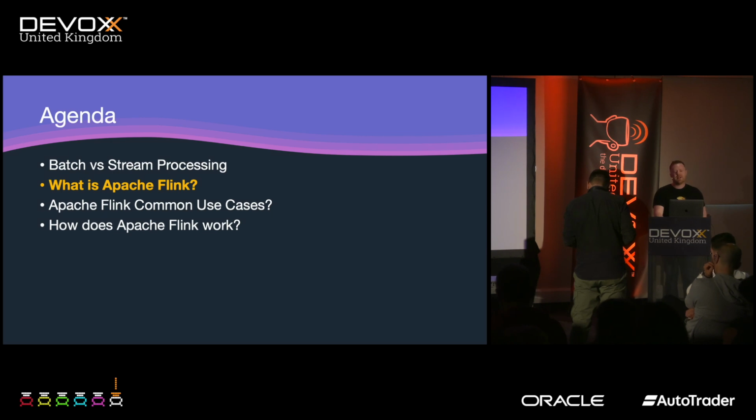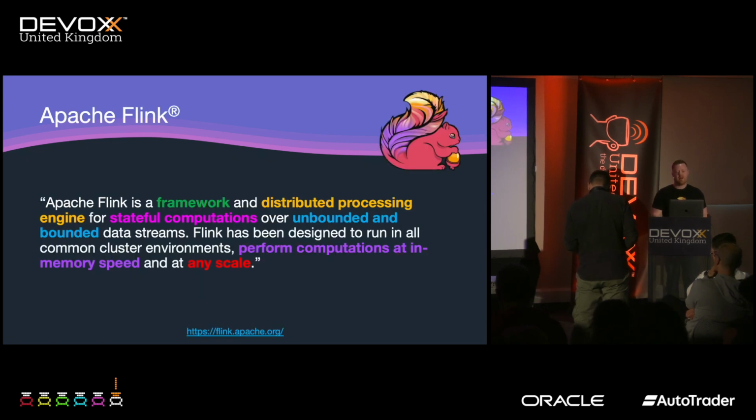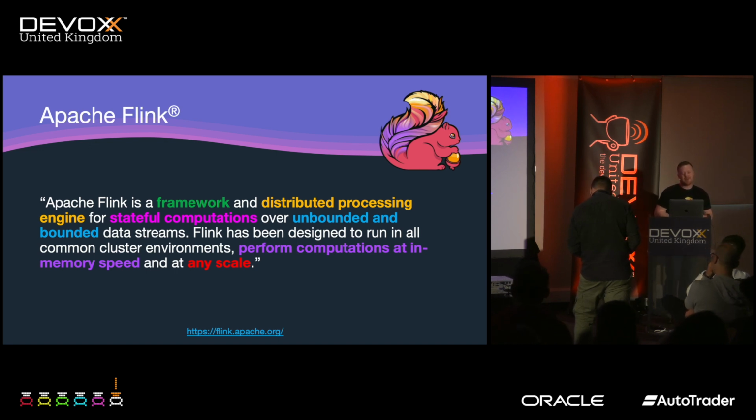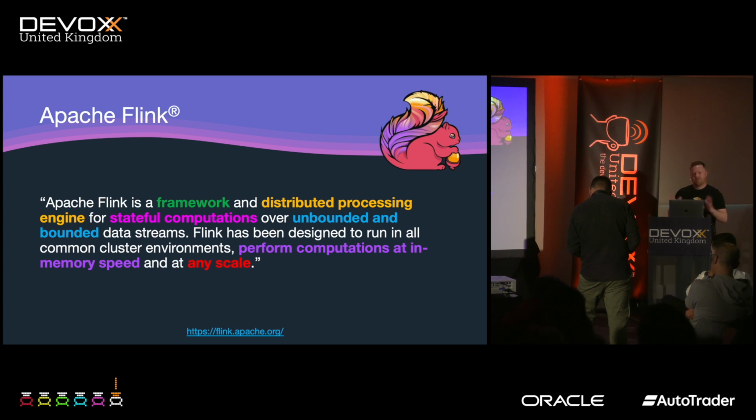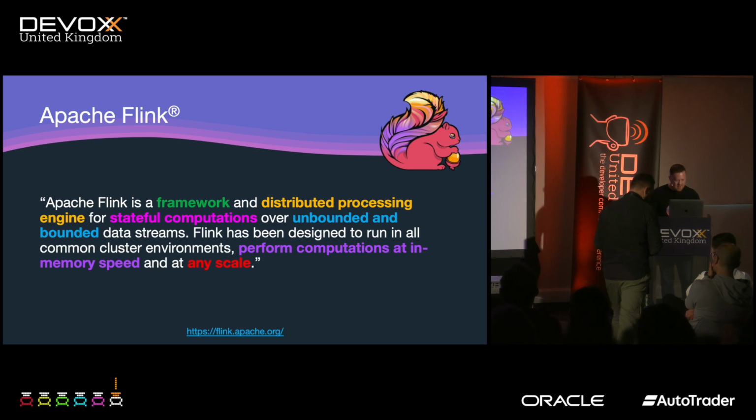So let's go into what is Apache Flink. I always like to quote the phrase from the website because once you read this, you understand what Flink is. So I'll read it out just in case it's not clear. Apache Flink is a framework and distributed processing engine for stateful computations over unbounded and bounded data streams. Flink has been designed to run in all common cluster environments, perform computations at in-memory speed and at any scale. So you all know what Flink is now, and you can go away and you can use it, and that is great. So no, you can't.